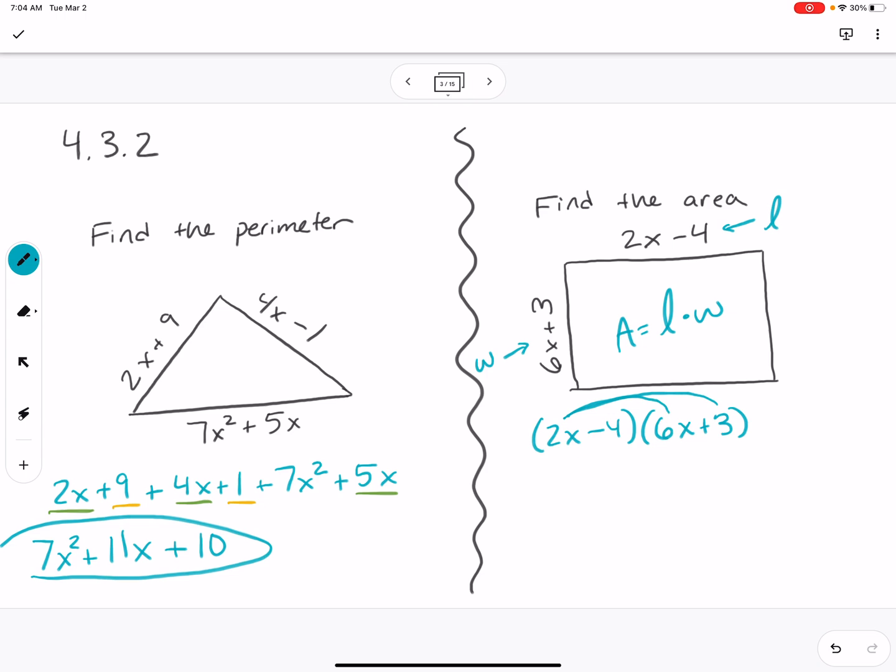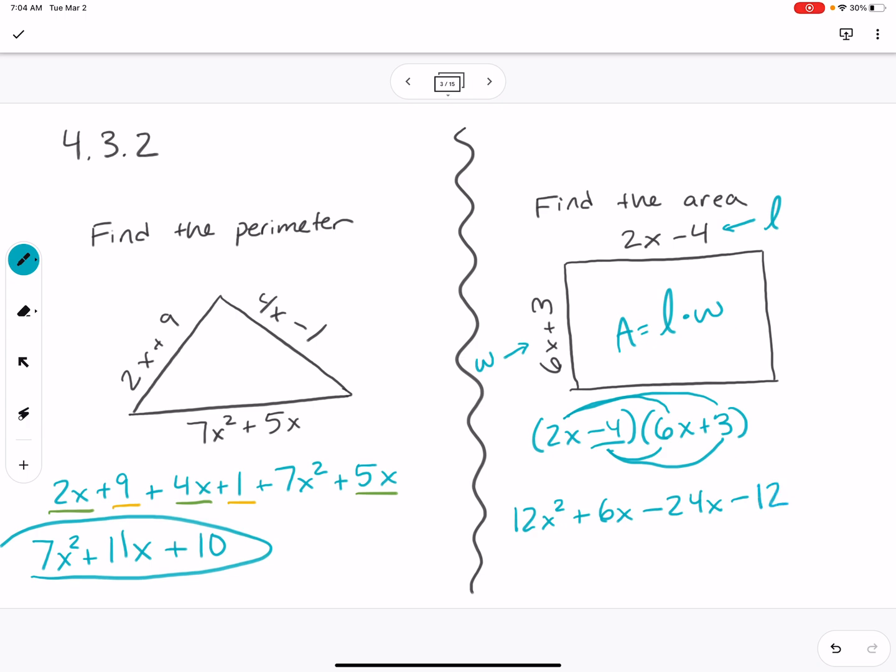2x times 6x would give us 12x squared. 2x times 3 would give me 6x. Then I do the same thing with this negative 4. Negative 4 times 6x will give me negative 24x. And negative 4 times 3 will give me negative 12.